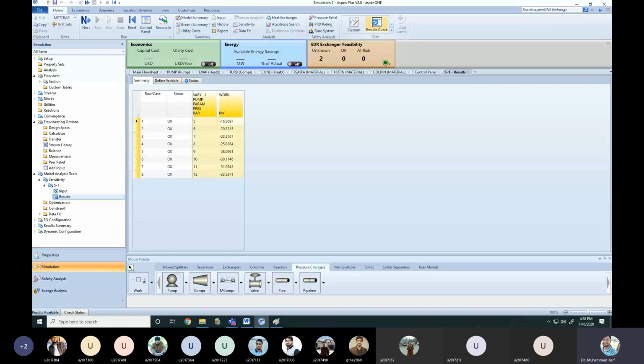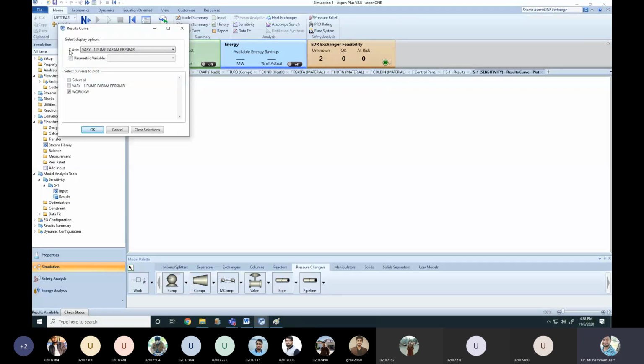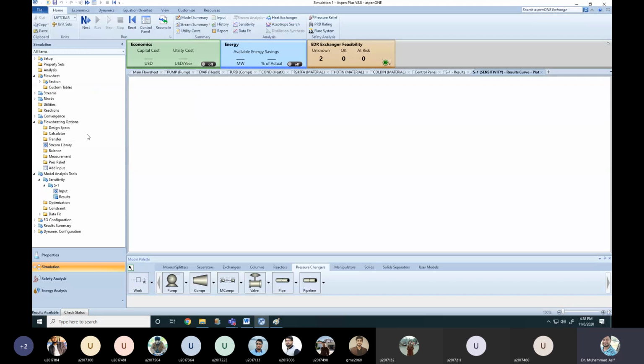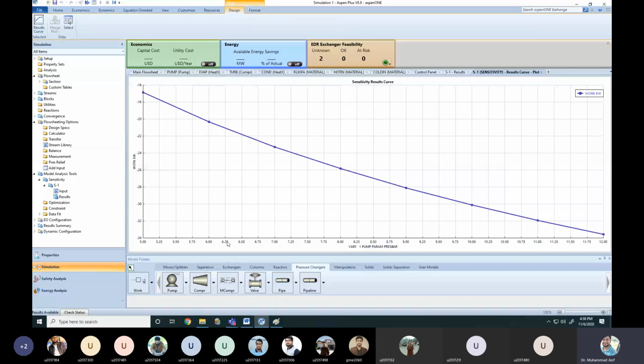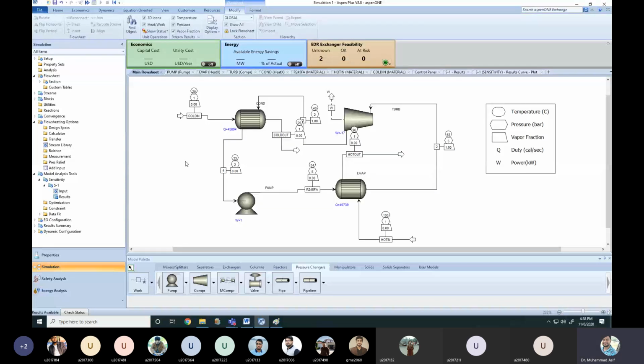Here is a results curve. So on the x-axis, we have the pump pressure, and on the y-axis, we want the work. So on the horizontal axis, there is the pump, and on the vertical axis, we have the work output. So you have to read from here to here. I mean, the negative value is actually the opposite one. So this way, you can perform any simulation. This is just one example.